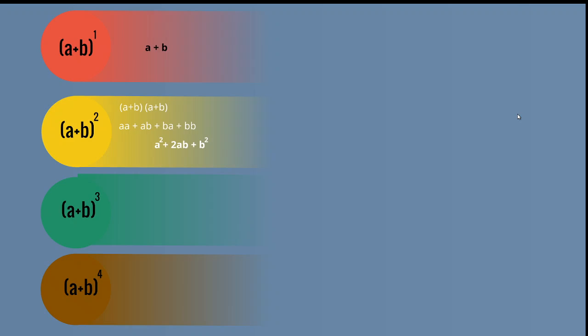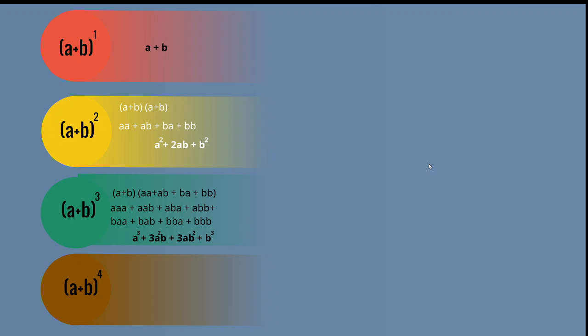Now look at a plus b whole cube. It is basically a plus b whole square into a plus b. So when I open them and multiply, it will be aaa plus aab plus aba plus abb plus baa plus bab plus bba plus bbb. So you see that there are a lot of terms, and if I bring the like terms together, I can write them like this: a cube plus 3a square b plus 3ab square plus b cube.